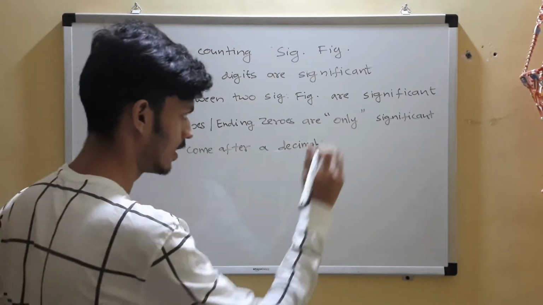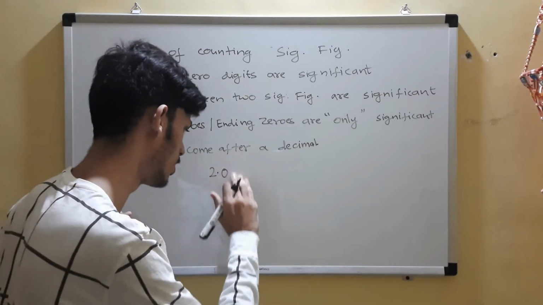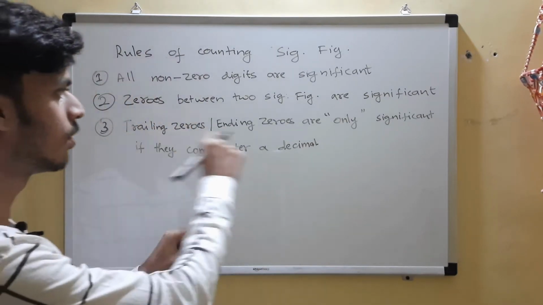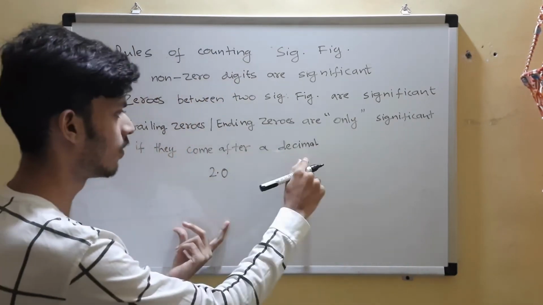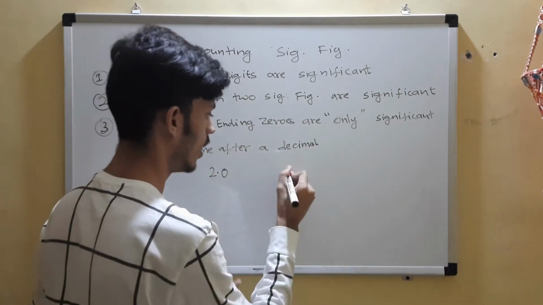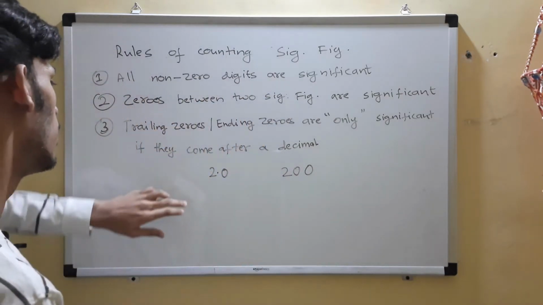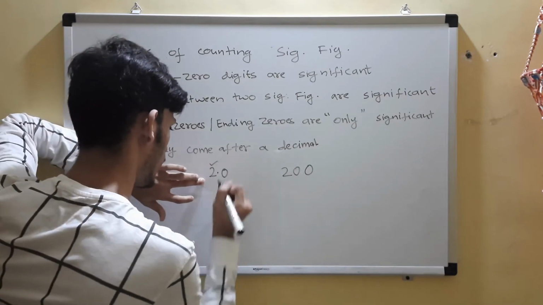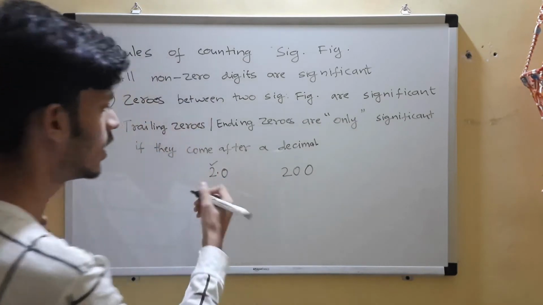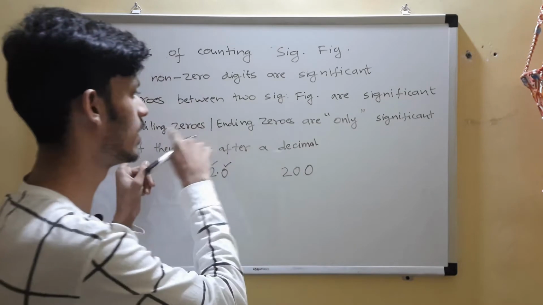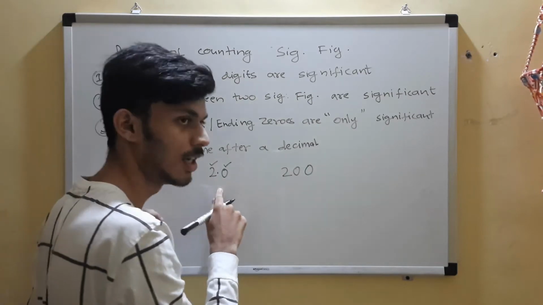Okay, so let's take an example for this. 2.0. So this ends with a 0, so we are going for the ending zeros. 2.0, and it also comes after a decimal. I'll take one more example to make it more clear. One is 2.0 and the other is 200. So in 2.0, this 2 is significant, and this 0 comes after the decimal and it's the ending 0, so it is significant.